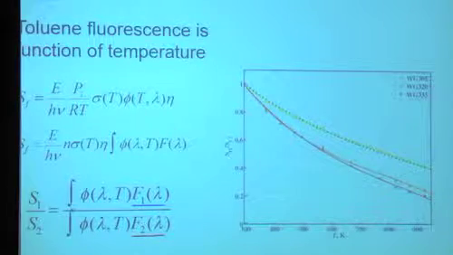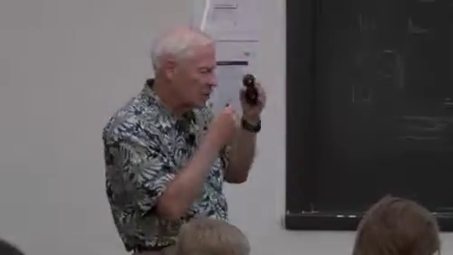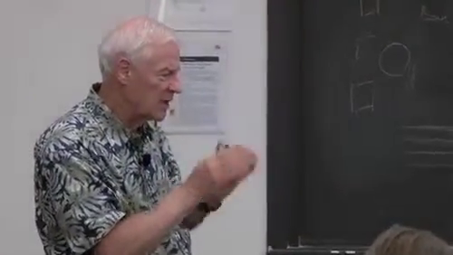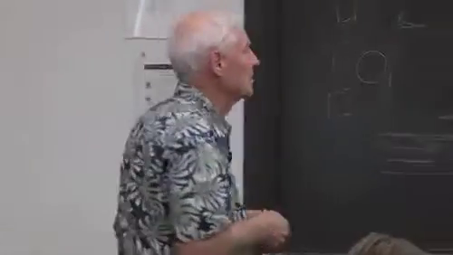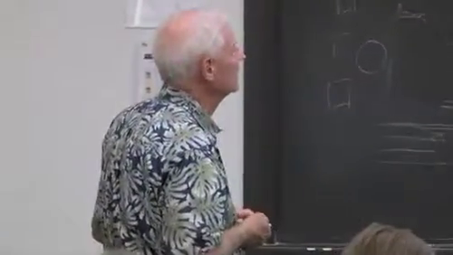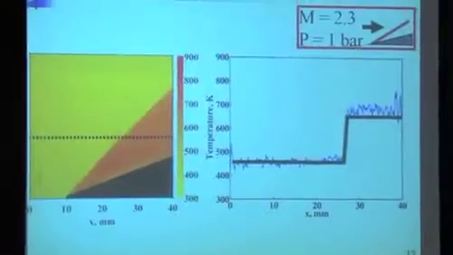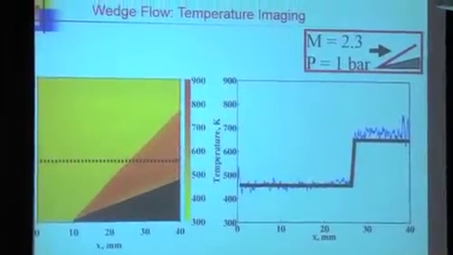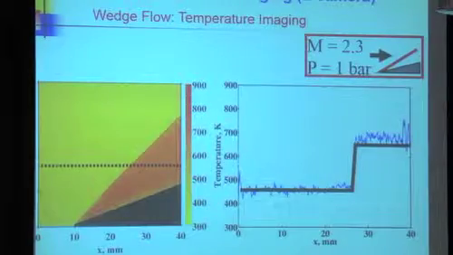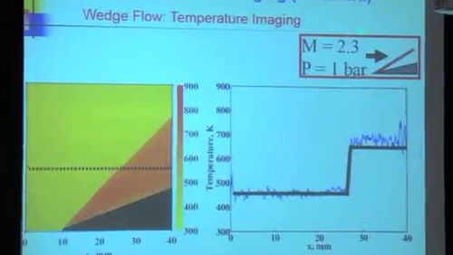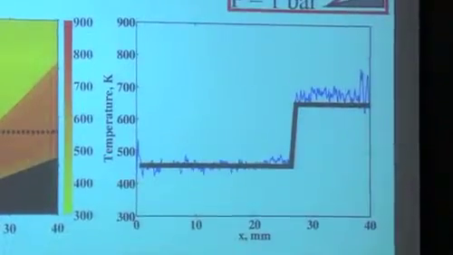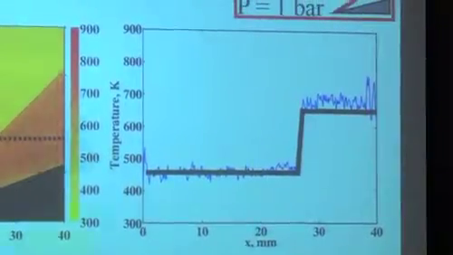So the idea is one laser pulse, two cameras. Each one looks at a different spectral region. You take the ratio, and that would be single laser, two camera thermometry. And he did this in this problem here, which is the supersonic flow over this wedge, Mach 2.3. He compared what he measured with what he calculated. A little bit noisy still.